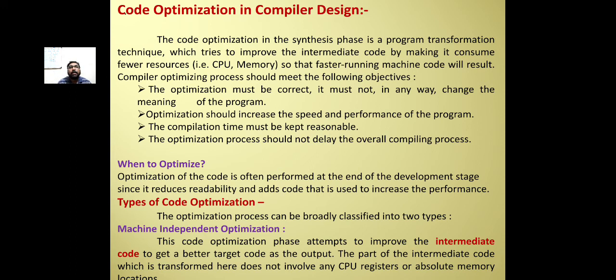When to optimize? Optimization of the code is often performed at the end of the development stage, since it reduces readability and adds code that is used to increase performance. Types of code optimization. The optimization process can be broadly classified into two types. Machine independent optimization: this code optimization phase attempts to improve the intermediate code to get a better target code as the output. The part of the intermediate code which is transformed here does not involve any CPU register or absolute memory location.